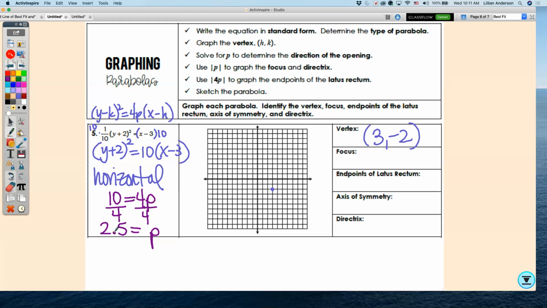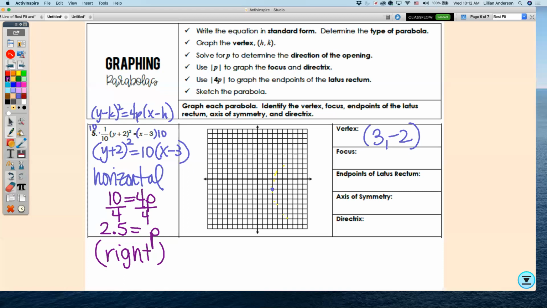Is it going to open left or right? Right. And again, we identify that as horizontal at the beginning, so that already eliminates 2 of the options it could open. And then I look at what p is to determine exactly which of the 2 it's going to be. So I am going to open up to the right. I don't know how far just yet, but I always like to put that little guide in, especially since I'm about to plot the focus and the directrix. So I need to go 2.5 units to the left and to the right to get my focus and directrix.